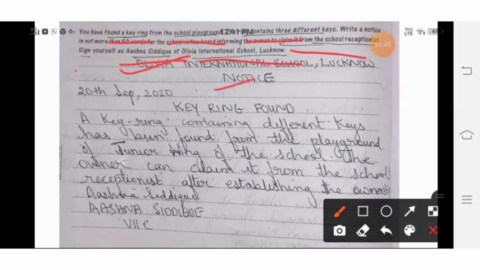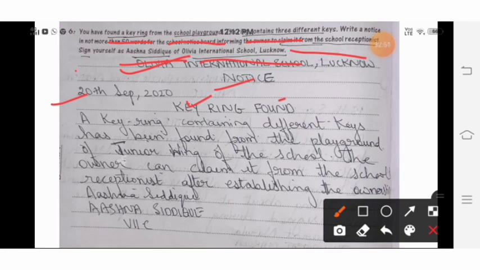After that, notice is written, date, then the name of the article which is found, key ring found, right? Then start writing the content. A key ring containing different keys has been found from the playground of the junior wing. If you are adding more details, they have not given you that. Just adhere to the word limit. Your word limit should be 50, not less than that and not more than that also. The owner can claim it from the school receptionist after establishing the ownership, after giving the details about the thing, and then he can take it back.